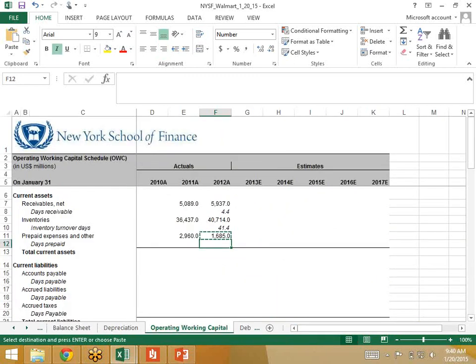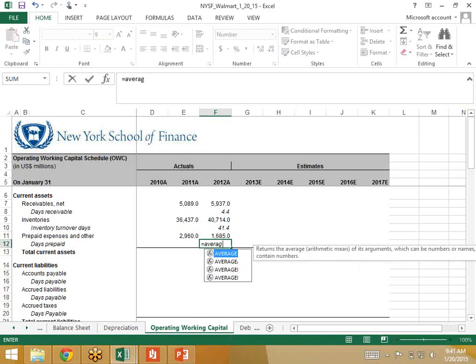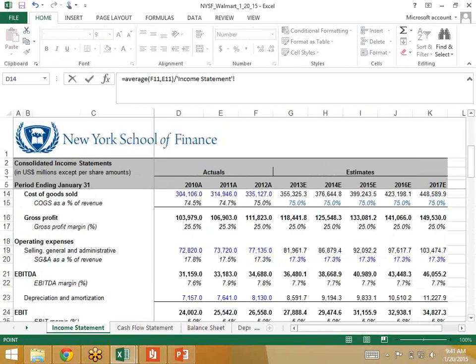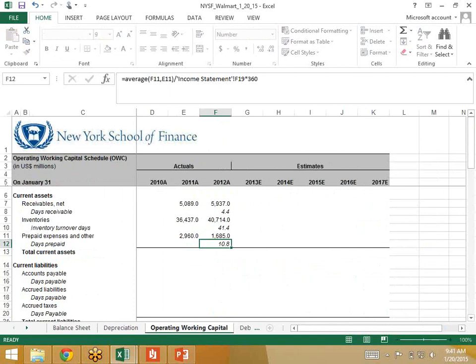So for operating working capital, it's going to be equal to the average of this year's prepaid expenses, comma, last year's prepaid expenses, divided by income statement SG&A, times 360. 10.8. Yeah. There's the formula.